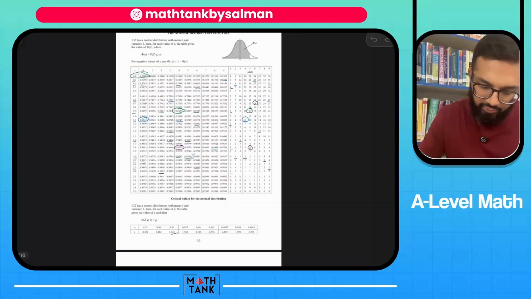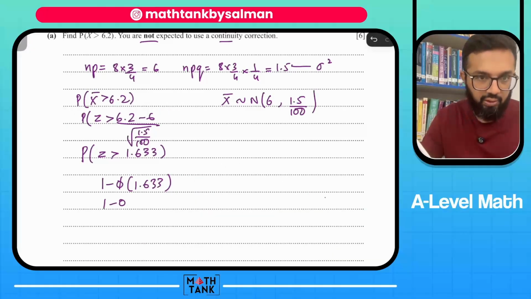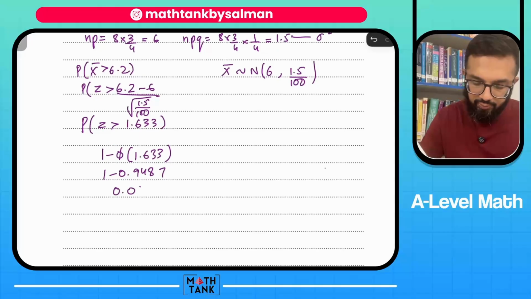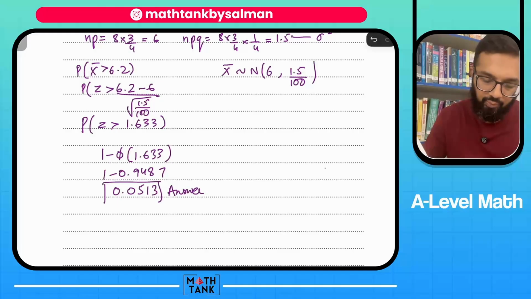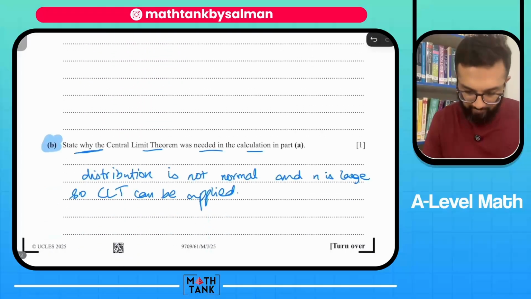I have my normal distribution table here. For 1.633 I get 0.9487, so 1 minus 0.9487. So 0.0513 should be my answer. Okay, I hope that's the correct answer. Yes, it is. Let's move on.